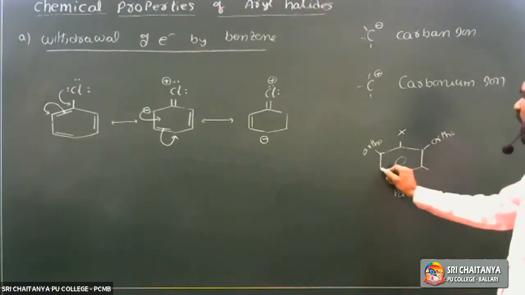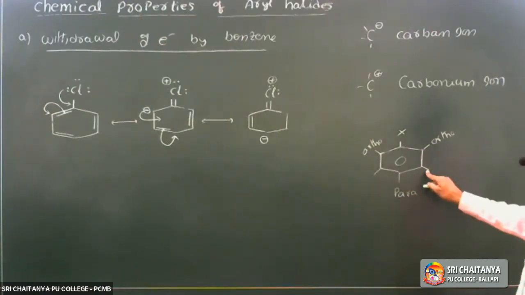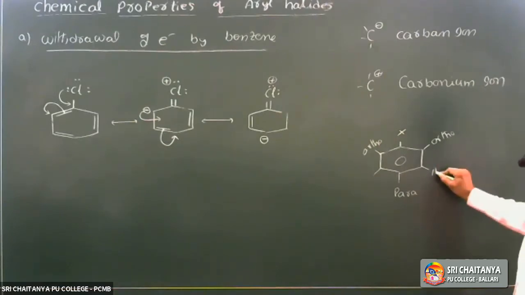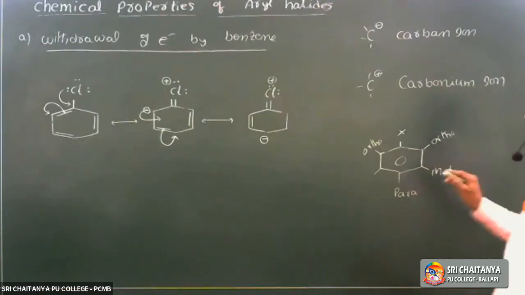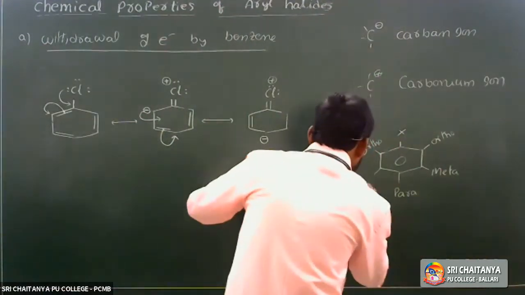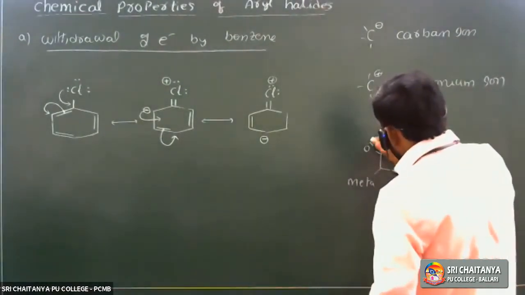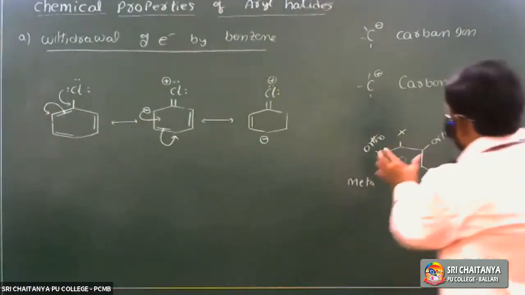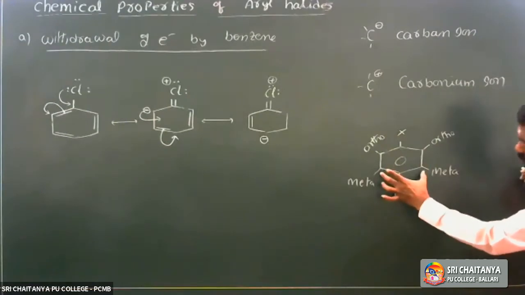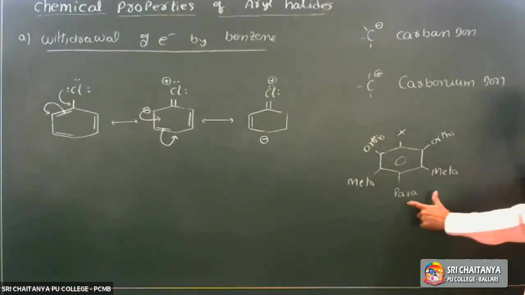In between ortho and para means 1, 3 positions. It is the first position, it is the third position. So the third position is considered in between ortho and para. It is called a meta position. So benzene has how many ortho positions? Benzene has 2 ortho positions, 2 meta positions, and 1 para position.